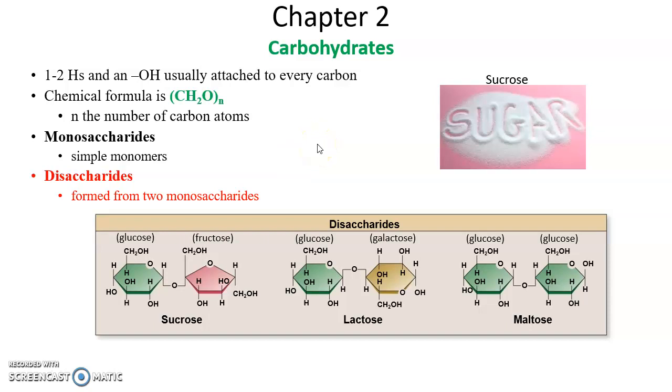Disaccharides, on the other hand, are two monosaccharides that are covalently chemically bound to each other. Sucrose, simple table sugar, is made up of a glucose and a fructose. Lactose, found in milk, is made up of glucose and a galactose. And maltose is made up of a glucose and a glucose.